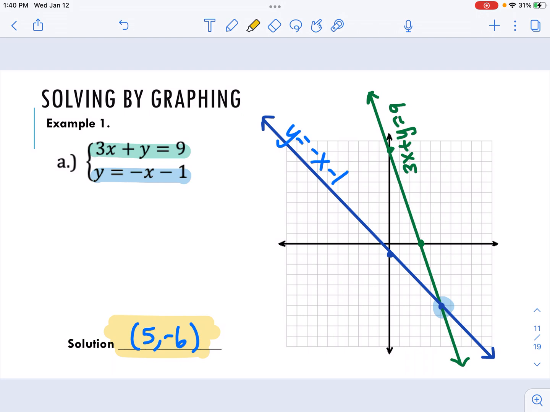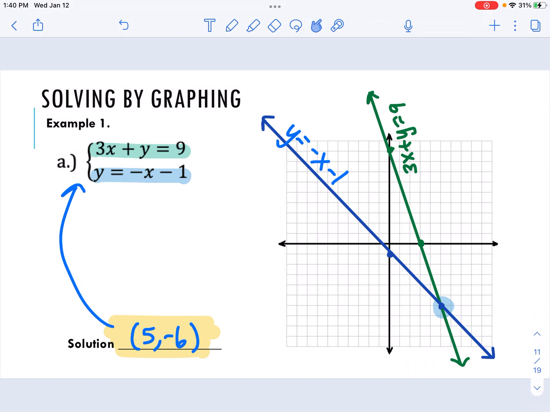Now, let's think about how we can quickly check. Visually, we can check that this is the point at which the lines intersect. However, mathematically, we can check by actually plugging this in. What I like to do is use some mental math. I'm going to plug in 5 for x and negative 6 for y. In my head, 3 times 5 is 15, plus negative 6 gives me 9. Quickly, I'm going to check the second one. It needs to satisfy both equations. Negative 6 is equal to negative 5 minus 1, correct. Now that I know it satisfies both equations, we in fact did graph this correctly.